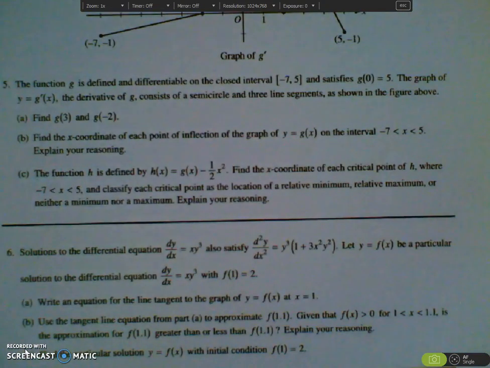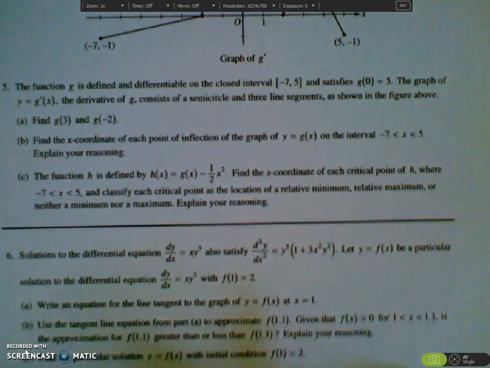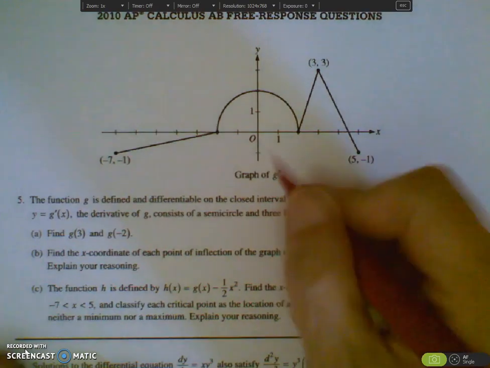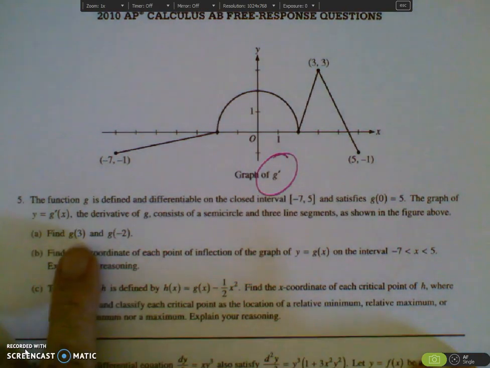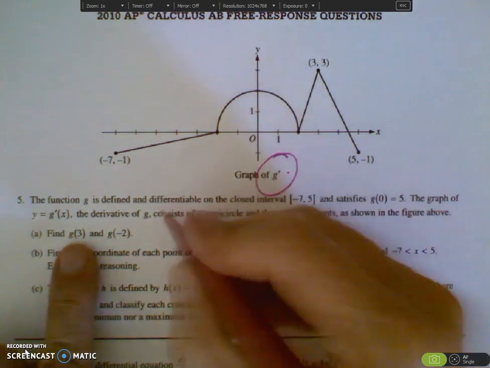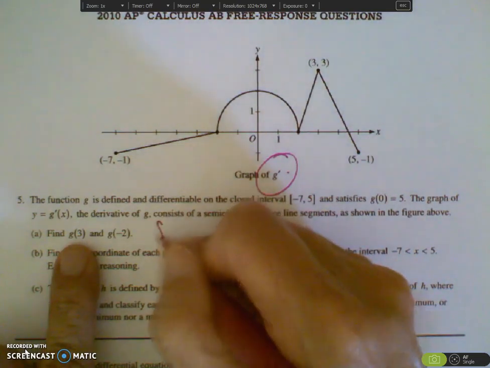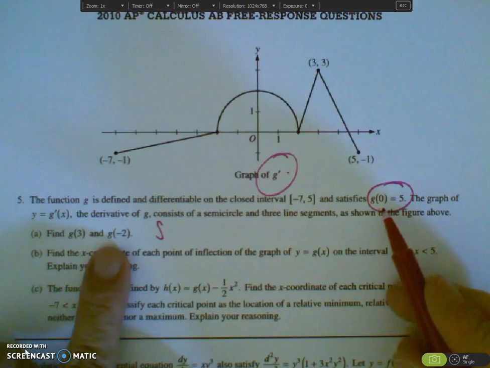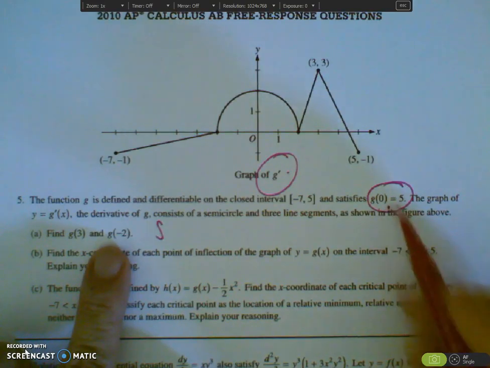Let's keep moving along. In number 5, notice that we're given a graph which is g prime. So we're given a derivative, and then they ask me for function values. Okay, to get from the derivative to the function itself, we'll need to use an integral. One thing to be careful about is to make sure you incorporate this initial value right here.